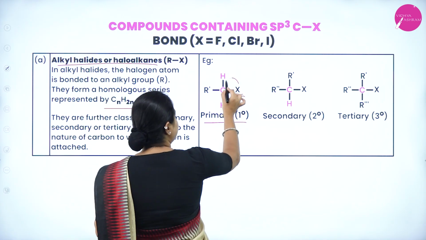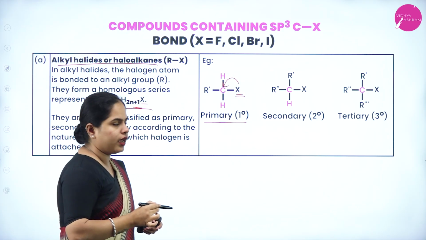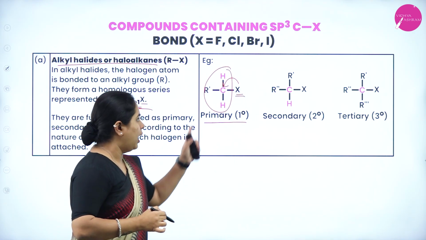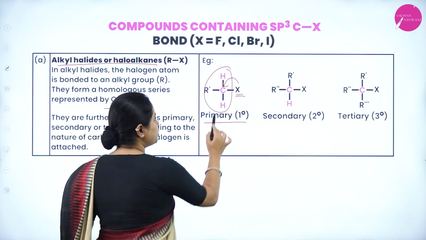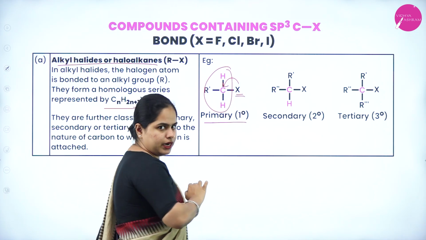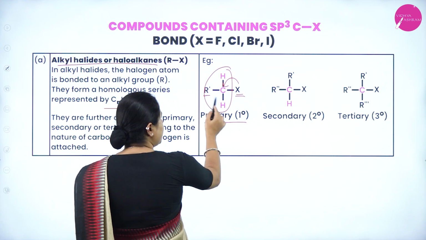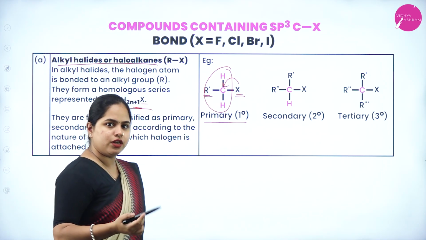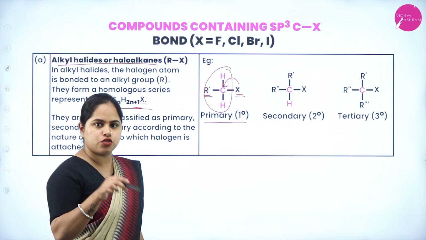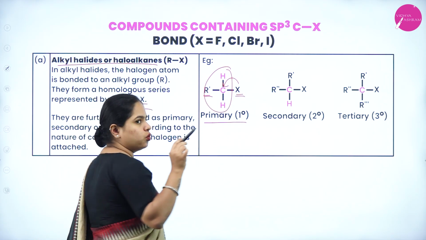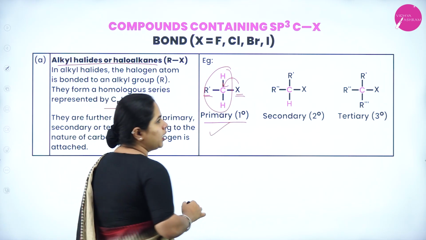A halogen atom is attached to a carbon atom, which is part of an alkyl group. This much is your alkyl group and this is your halogen. The halogen is attached to this particular carbon atom, which is further attached to how many carbon atoms? Only one. So this R dash is actually another alkyl group, which also contains a carbon atom. So this is how you have to see it. If it is further attached to only one carbon atom, this will be primary.